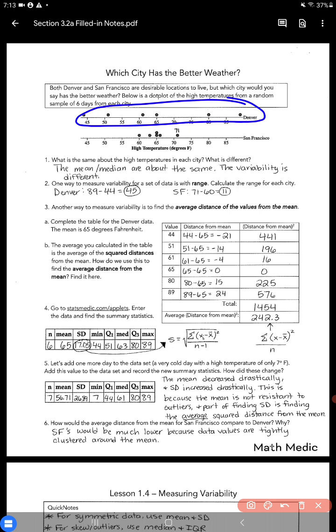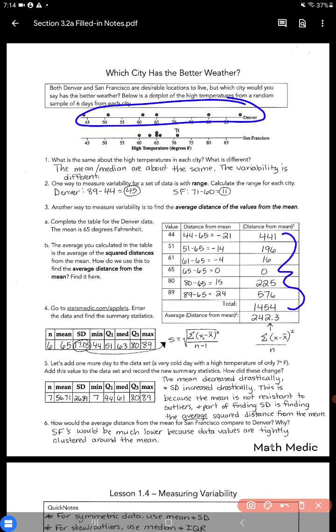Then what I'm going to do with each of those numbers is square them. So negative 21 squared is 441. Negative 14 squared is 196, and so on. So just to recap, I found the distance of each data point from the mean. Then I squared those numbers. Then I add all of these numbers together to get a total of 1454.